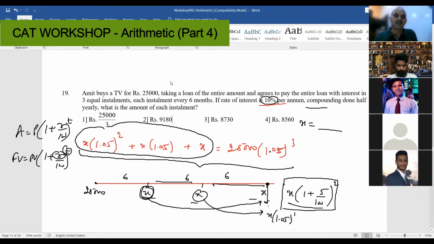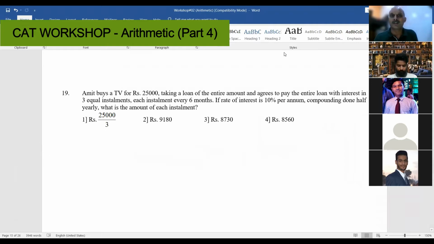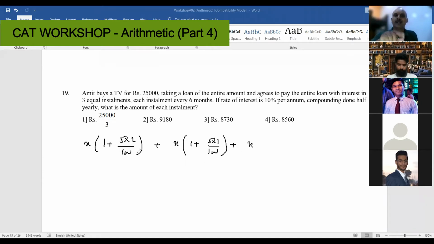In case of simple interest, the only thing that changes is the formulation. It means your first payment, which is done after the first 6 months, the future value of that after 2 more periods will be x into (1 plus 5 into 2 by 100), plus x into (1 plus 5 into 1 by 100), plus x. Instead of 2 going in the power in the first term, 2 multiplies with this. It's the formula of amount: A is principal into (1 plus RT by 100), the amount formula in case of simple interest.